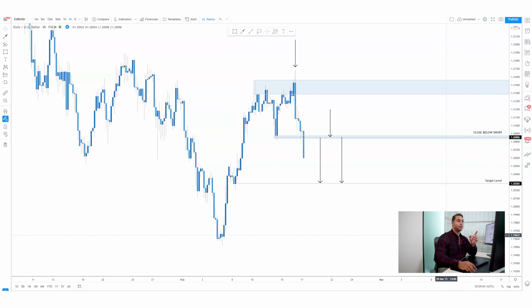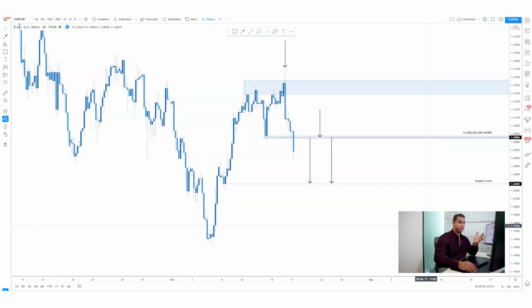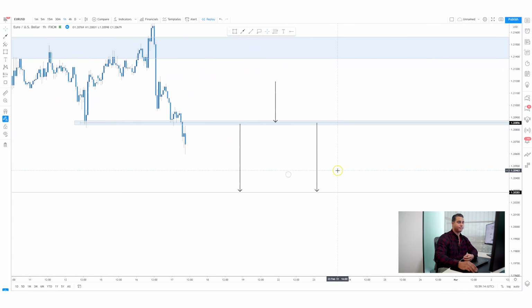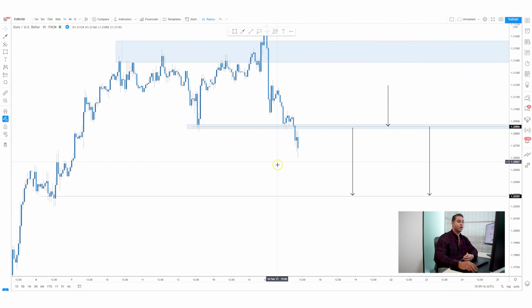So what we're going to do is just wait patiently for this 4H candle to close below this level, as you've seen here, and now we're going to scale down. Once we scale down to our hourly time frame, we already know where our targets are. Okay, our targets are down here. We have the break and close below structure.